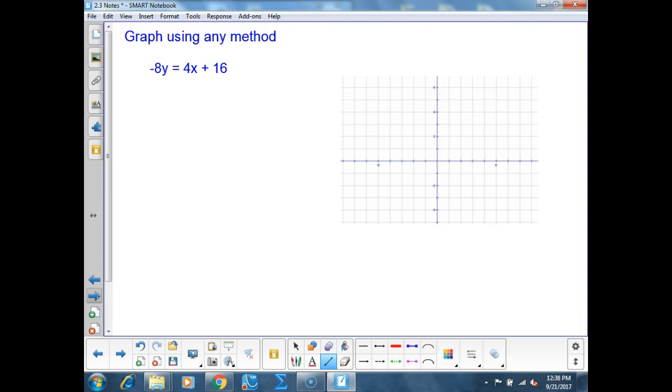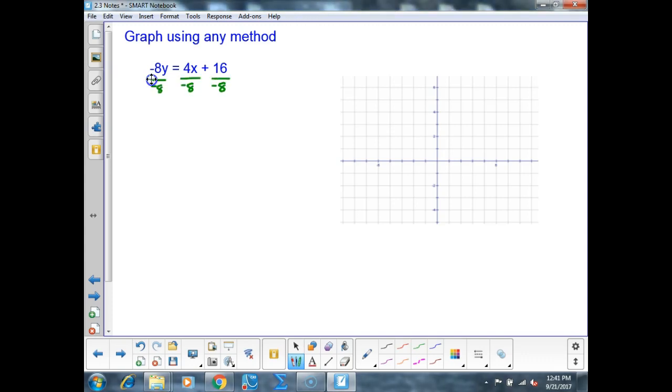Scrap that bad boy. You can choose whatever method you want. I would divide everything by -8. So then that gives me y equals -1/2x - 2.